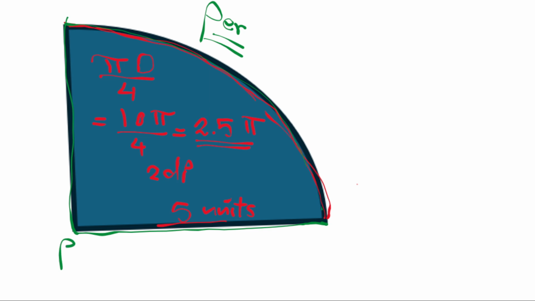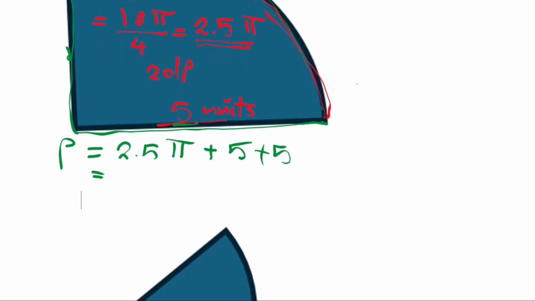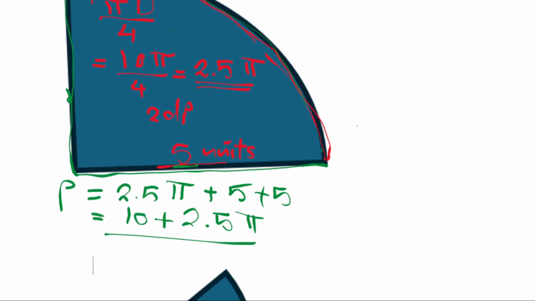So the perimeter is going to equal 2.5 pi plus this radius, which is 5, plus this radius, which is 5. So that's going to give you 5 plus 5 is 10, so it's going to be 10 plus 2.5 pi, and it's easy to plug this in the calculator to get the answer.